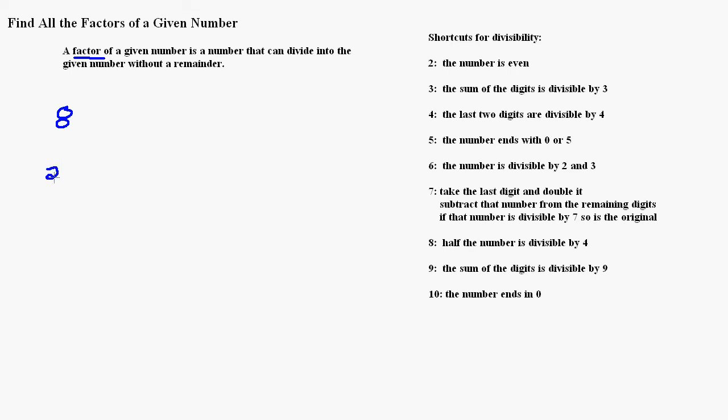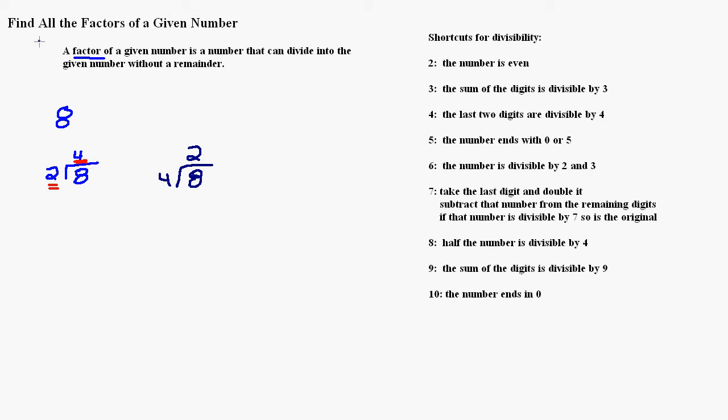Okay, so if I take 8 divided by 2, I get 4. So therefore, 2 is a factor of 8. Also, 4 would be a factor of 8 because if I divide 4 into 8, I get 2. Alright, so when you find a number that goes into another number without a remainder, whatever that answer is would also be a factor. So you kind of get 2 for the price of 1.